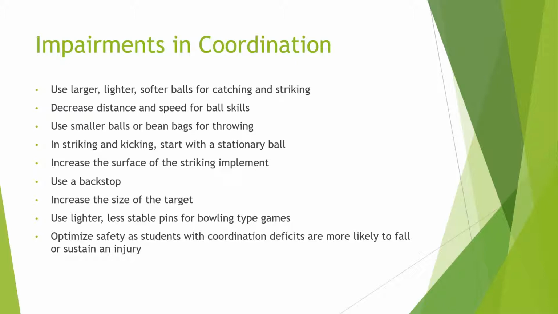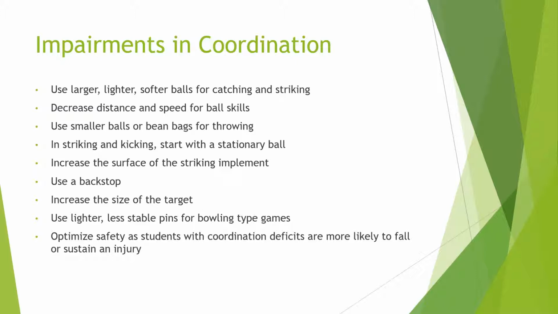For impairments in coordination, you can use larger, lighter, or softer balls for catching and striking, decrease distance and speed for ball skills, use smaller balls or bean bags for throwing. Often a one-handed throw is simpler than a bilateral chest pass. In striking and kicking, start with a stationary ball. Increase the surface of the striking implement. Use a backstop. Increase the size of the target.